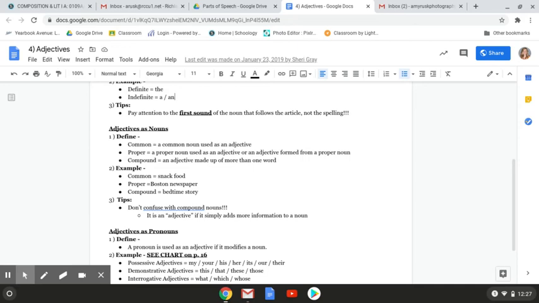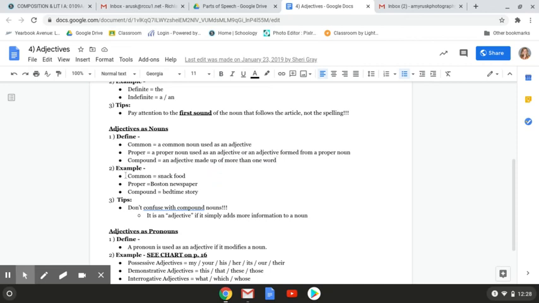Adjectives can also be normally what we would look at as a noun. So these are nouns as adjectives. Okay, so we have common, just like we have common nouns, we have common adjectives, proper adjectives, and compound adjectives. So they could be nouns, but they're actually describing a noun, so they turn into an adjective. So common, it's a common noun used as an adjective. Proper, a proper noun used as an adjective or an adjective formed from a proper noun. And then compound, an adjective made up of more than one word.